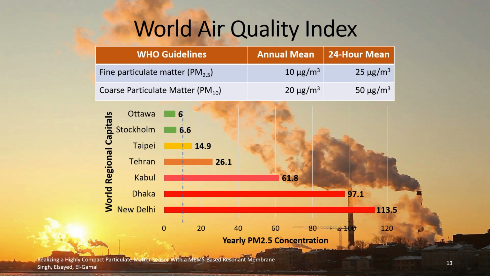Now here we have a bar graph. So the x-axis shows the yearly PM2.5 concentration, and the y-axis states some world capitals. And this blue line here is the World Health Organization guideline of 10 micrograms per cubic meter. So we can see countries like Canada and Sweden have very clean air, but the people in places like India, Dhaka and Kabul are not very fortunate because air quality is 10 times worse than the limit prescribed by the World Health Organization.